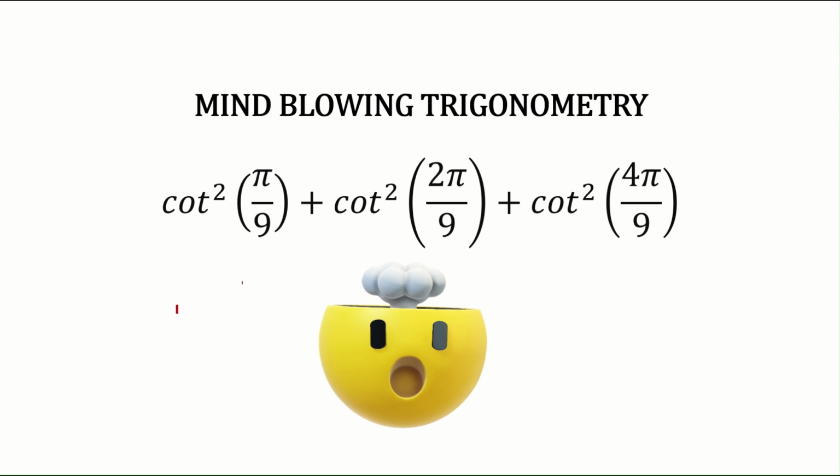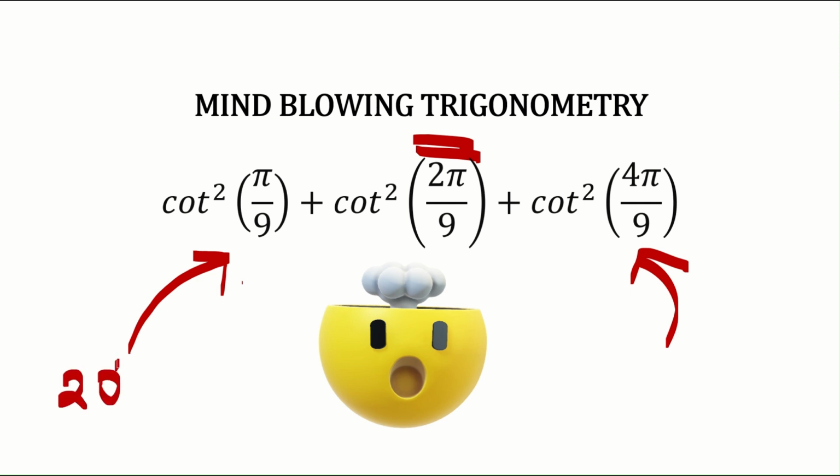One of the things that we can notice here is the angles that we are dealing with: pi over 9, 2 pi over 9, and 4 pi over 9. These are not standard angles. The value of these angles is 20 degrees, 40 degrees, and 80 degrees. So we cannot find out the trigonometric ratios of these angles, and that is just the surface of this problem. So what we are going to do here is try to convert these angles into some nicer angles or standard angles, and then we will proceed from there.